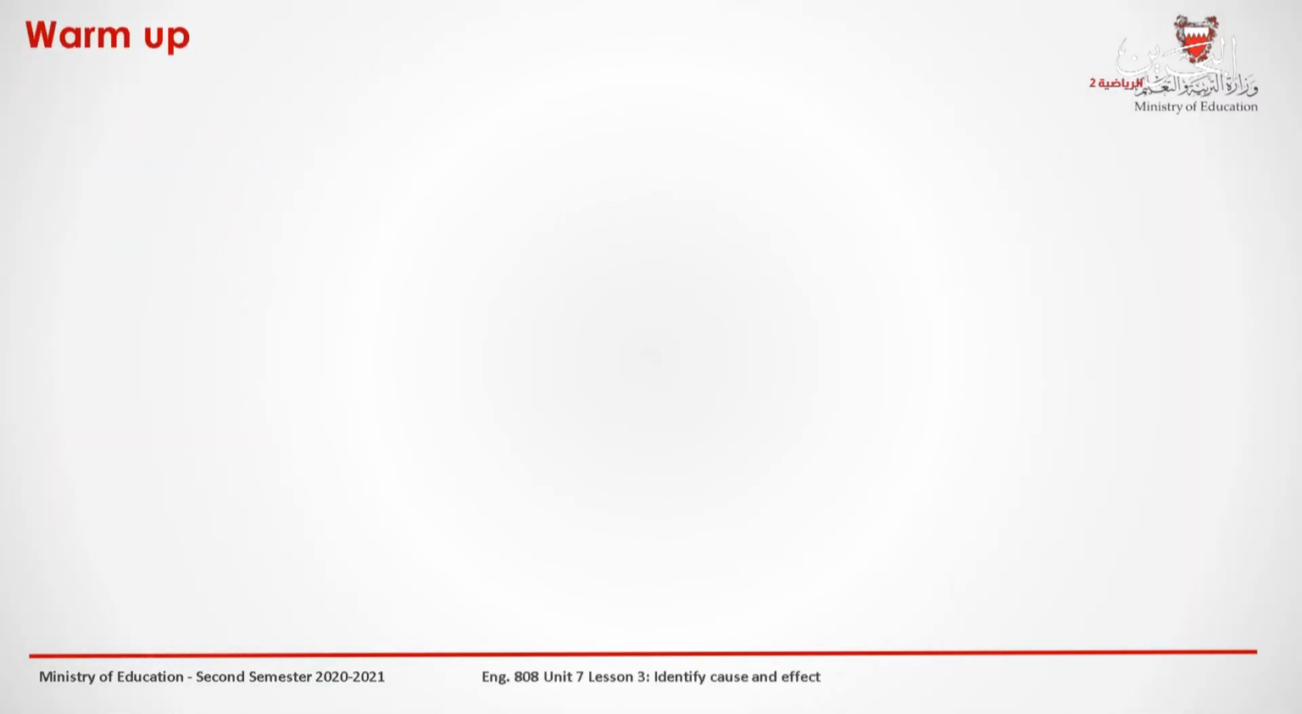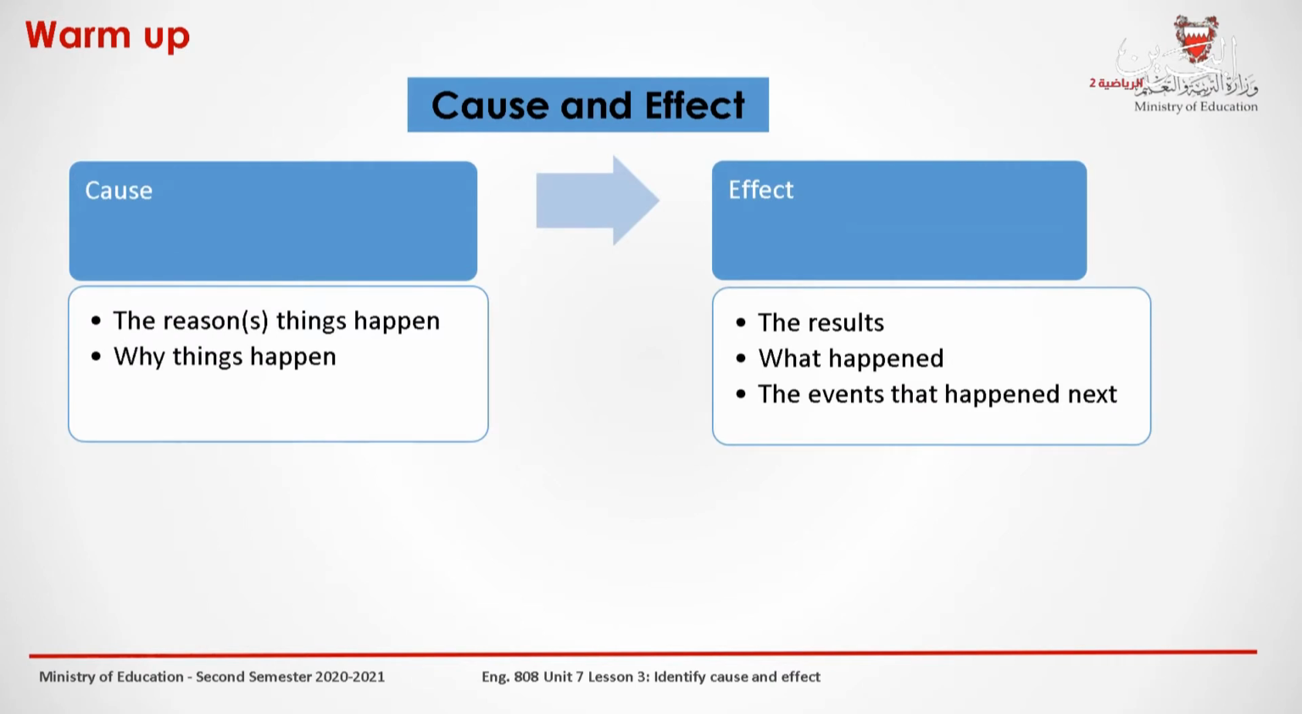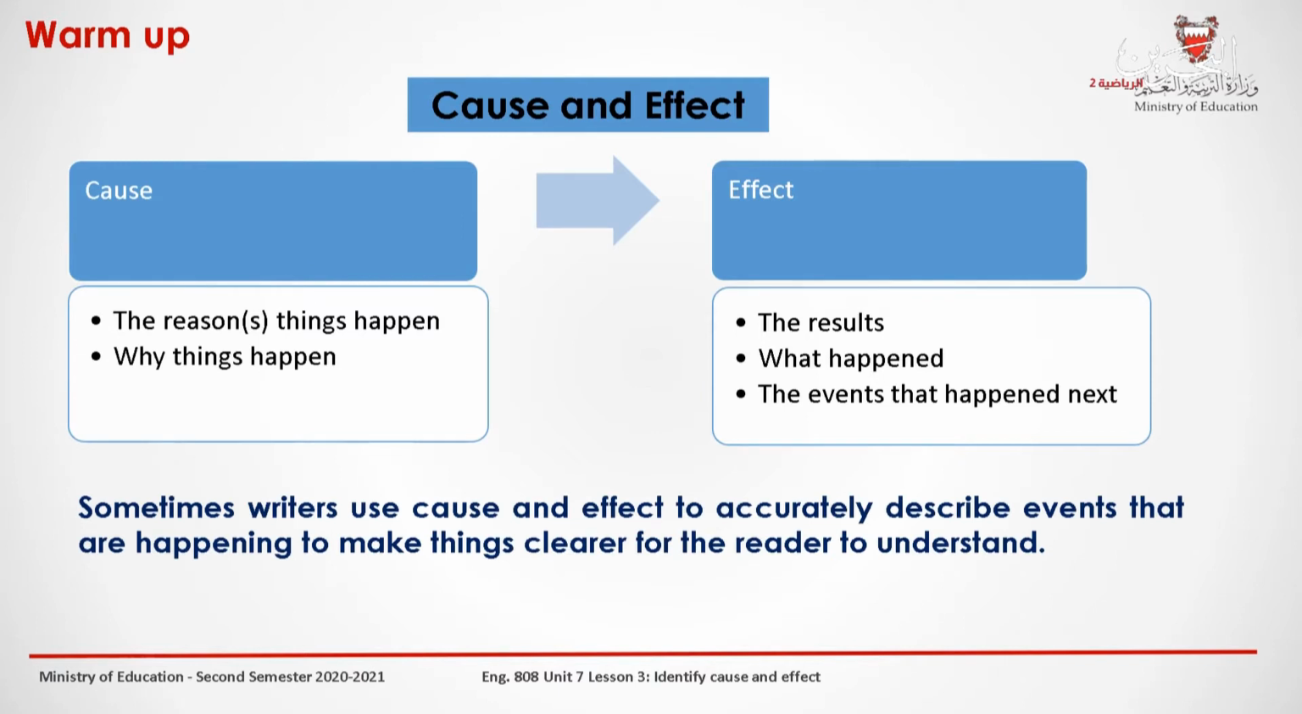It's the warm-up now. What do causes mean? Causes mean the reasons things happen or why things happen, while effects mean the results, what happened, or the events that happened next. Sometimes writers use cause and effect to accurately describe events that are happening to make things clearer for the reader to understand.